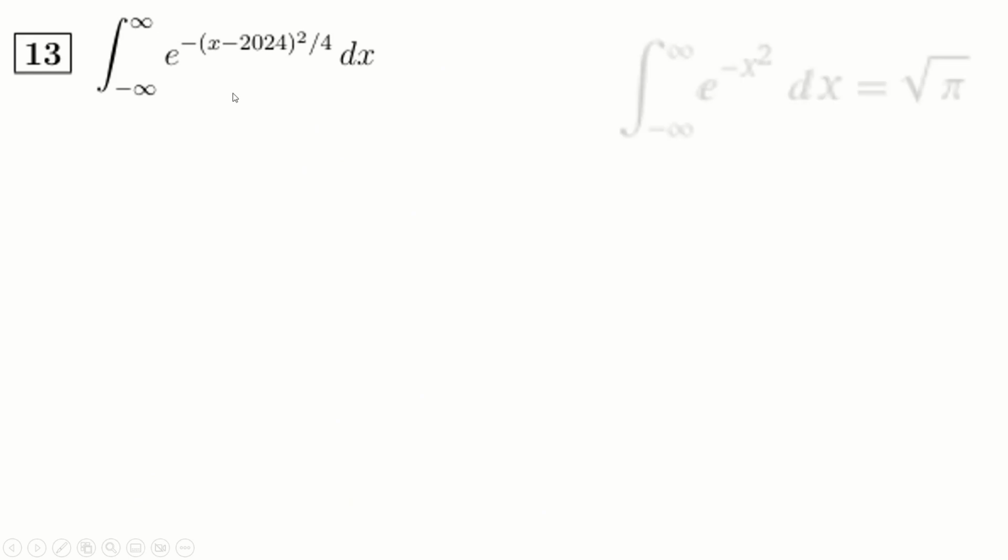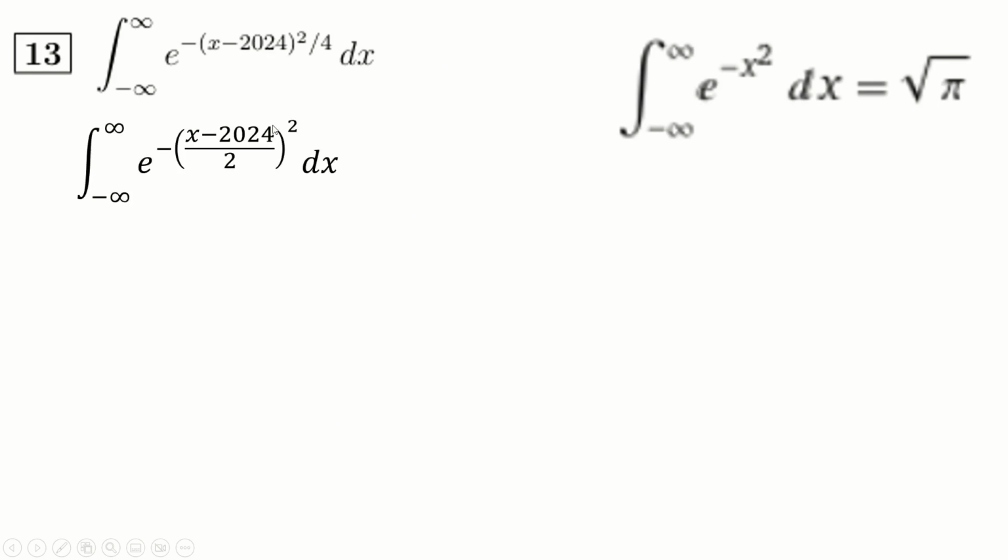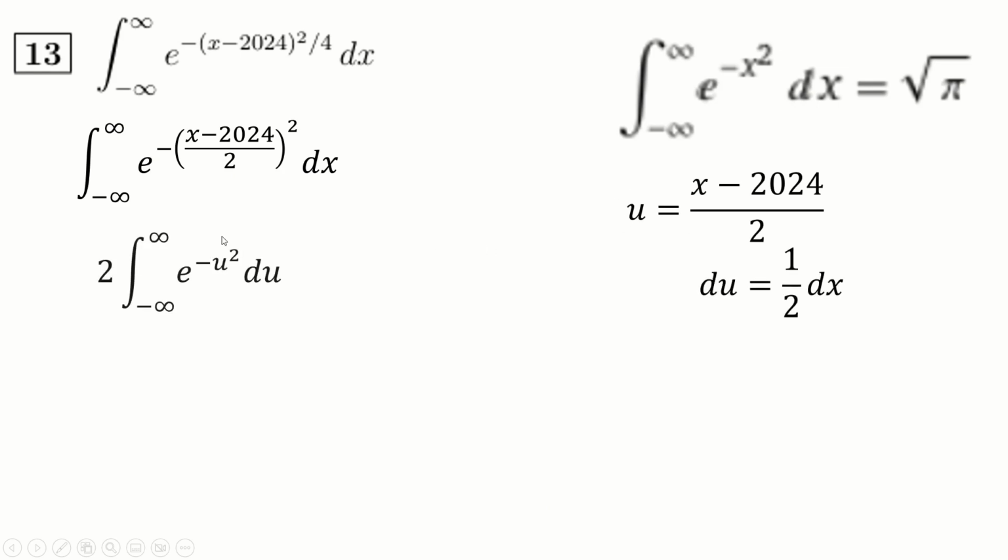For this one, you just need to know this result, apparently, which I just copied very badly from Google Images. But of course, we can put this 4 into the square like this. 2 squared is 4. And then we can use the substitution u equals all that stuff. du is therefore just a half, so we just need to times this whole thing by 2 when we put the u in. And then by this result, that's just root pi, so this is 2 root pi.